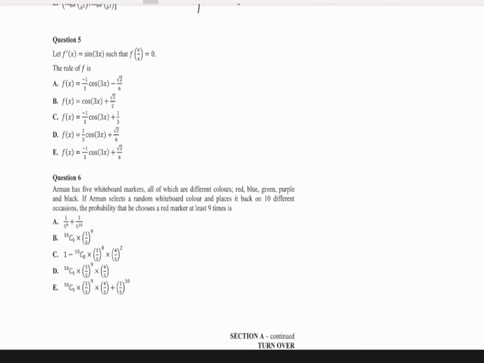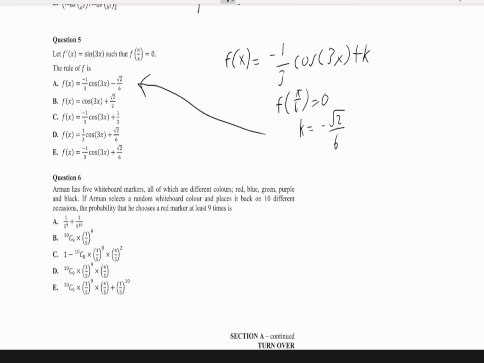Question 5. I just integrated f dash x, and you get -1/3 cos 3x plus k. And then to solve for k, you would do f of pi on 4 equals 0, and then you get k equals -√2 on 6, and then f of x equals option A.